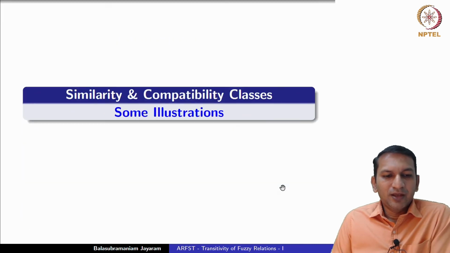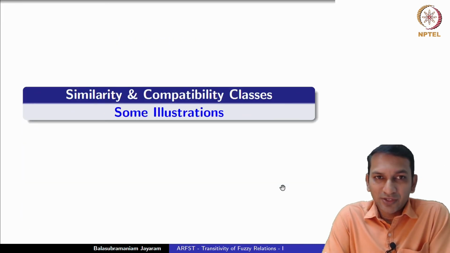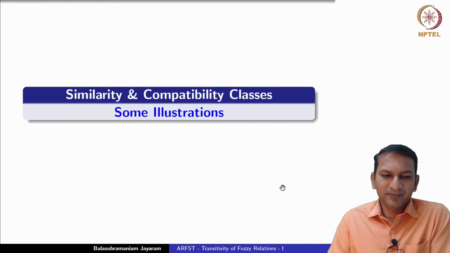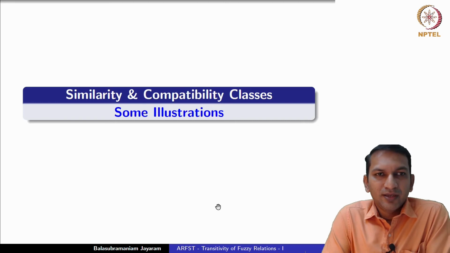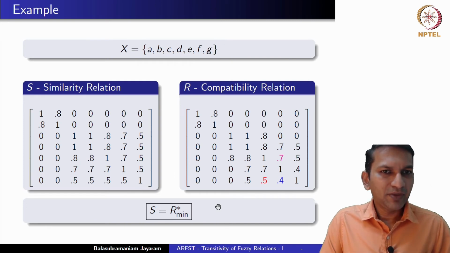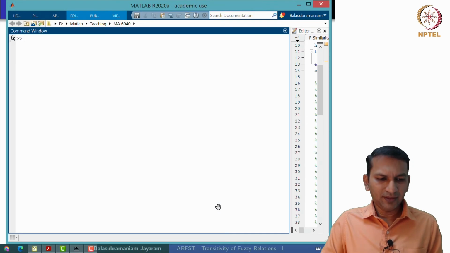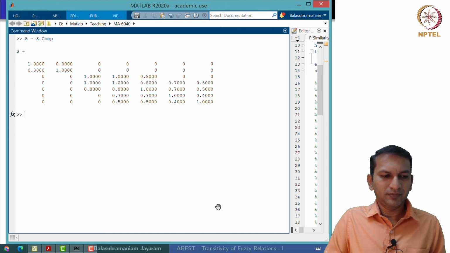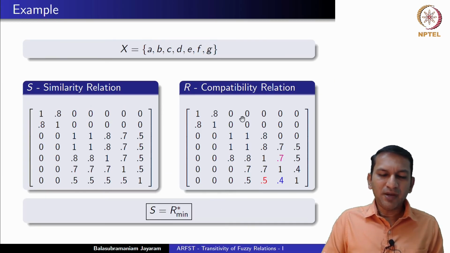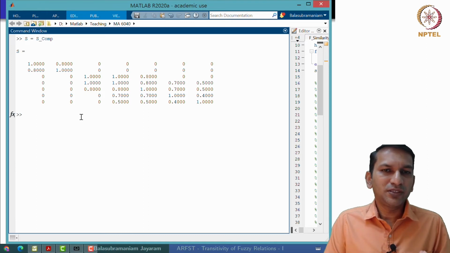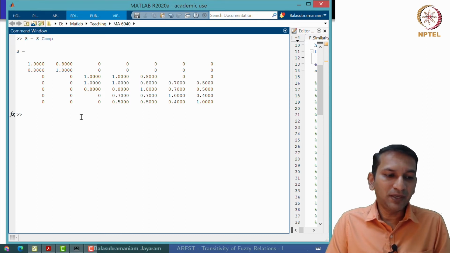Well, now for some practical illustrations, I would like to show you through some simple MATLAB code how you could visualize this. Well, let's look at some examples now. Consider the same relation that we have discussed in the previous lecture. Now you will see this is the compatibility relation that we have taken now. Now let's look at how to generate the corresponding similarity compatibility classes.